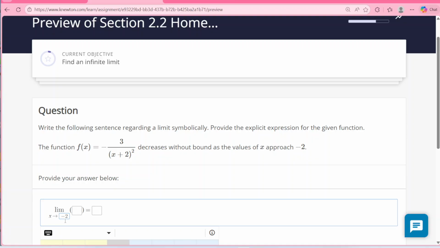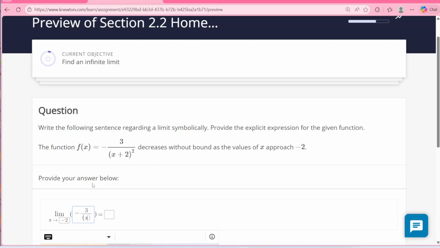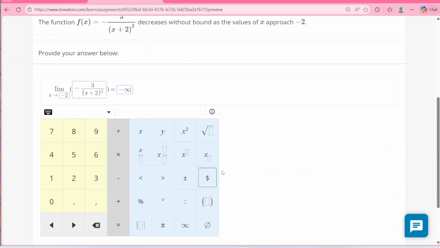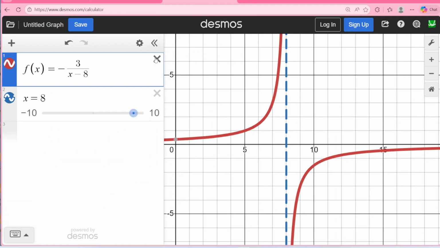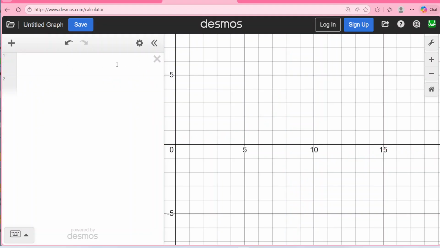So that's going in this box here after the arrow. The limit as x approaches negative 2 of the expression we'd be plugging our values into goes in after this limit here. And so negative 3 over the quantity x plus 2 squared. And then it said decreases without bound. So going down, decreasing forever. So that's a negative infinity limit. And you can verify this by looking at a graph, making a table.